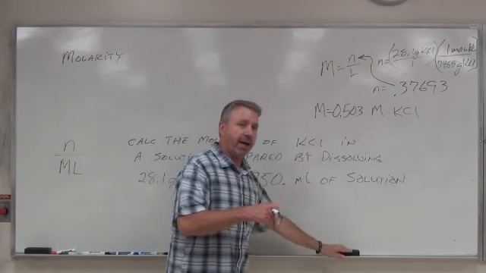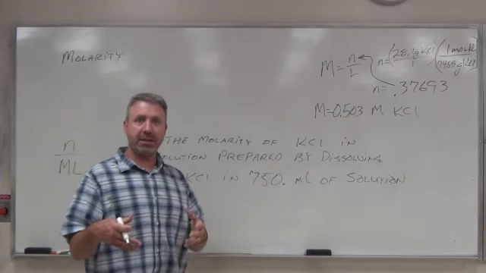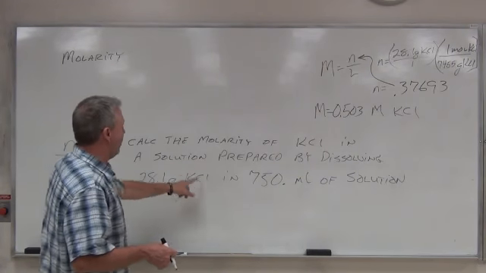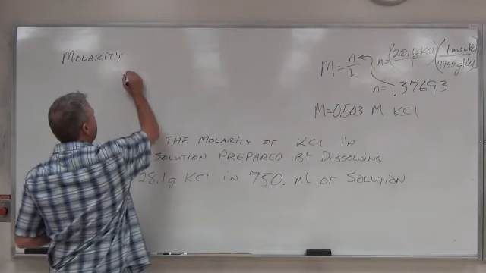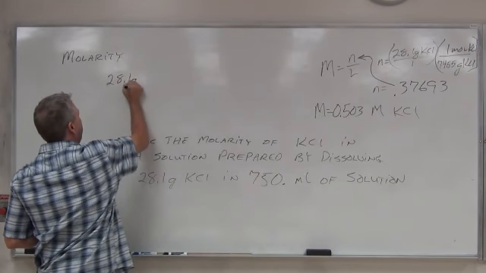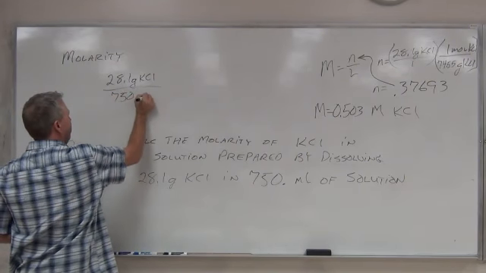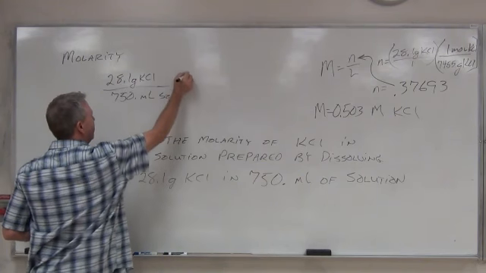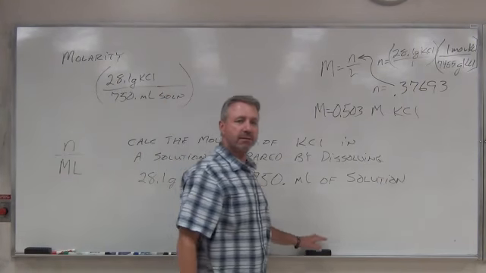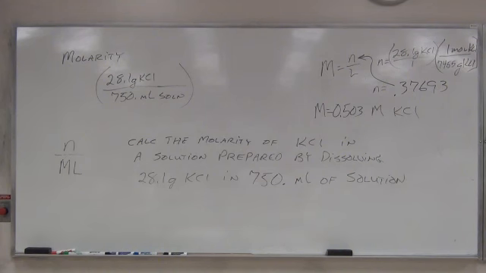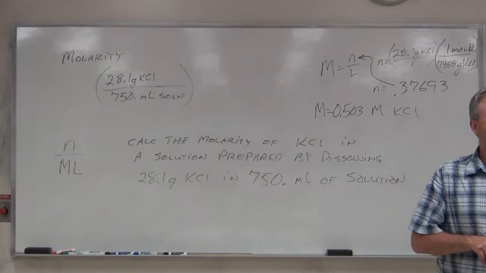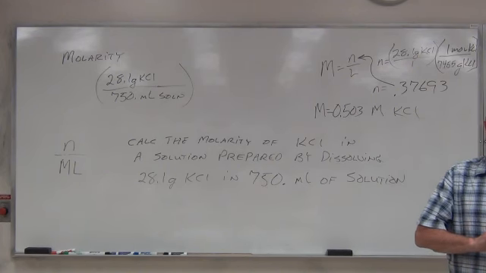Okay? Another way is to use dimensional analysis, and it's probably a little easier, right? What do you have here? I have 28.1 grams of KCl in 750 mils of solution, right? That's what I have. Agreed? All I have to do is make those units moles per liter. That's all I have to do.